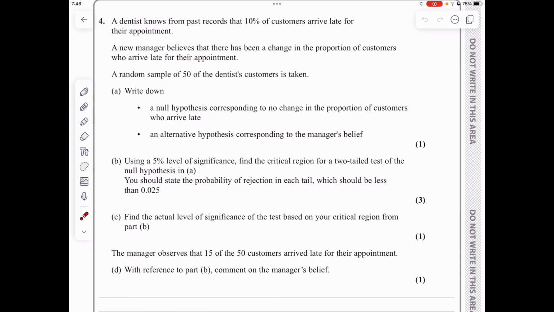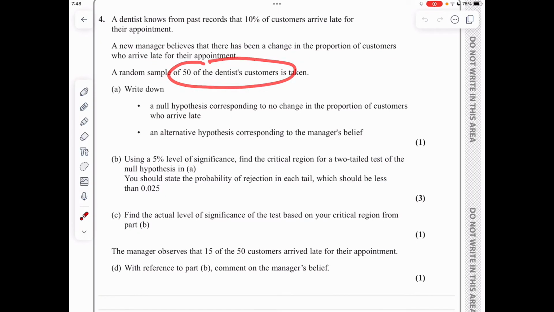In question 4, we are told that the dentist knows from past records that 10% of customers will arrive late for their appointment, and this new manager believes that there has been a change in the proportion of customers arriving late. We have collected a random sample of 50 customers, and we need to write down the null hypothesis and the alternative hypothesis corresponding to the manager's belief.